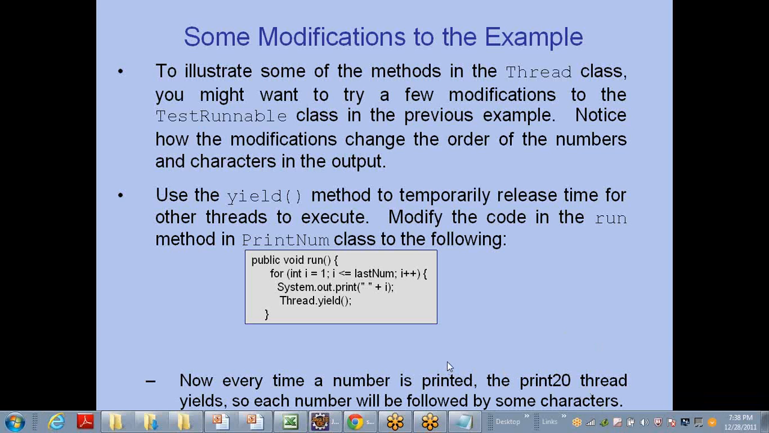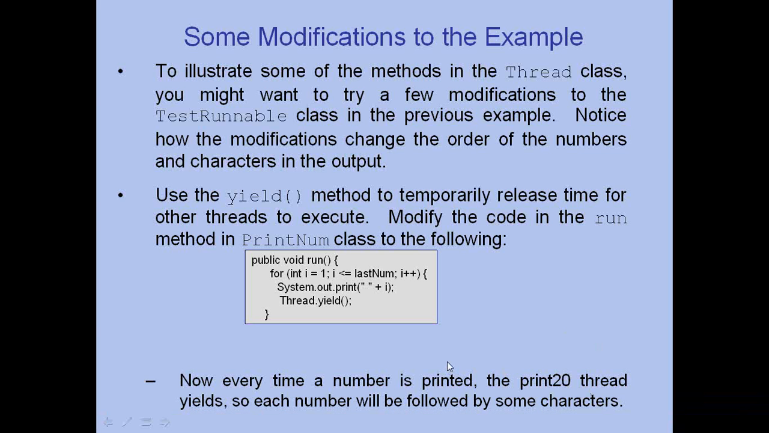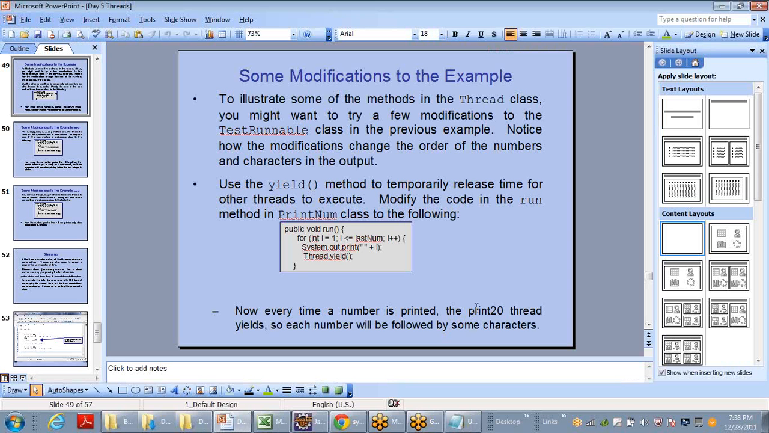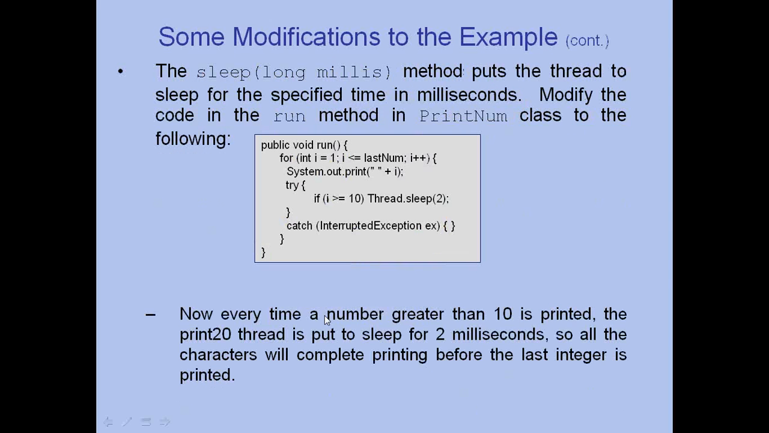Now every time a number is printed, the print20 thread yields. So each number will be followed by some characters. That yield will let the other threads run. So each number will be followed by some characters. That's what Thread.yield will do.